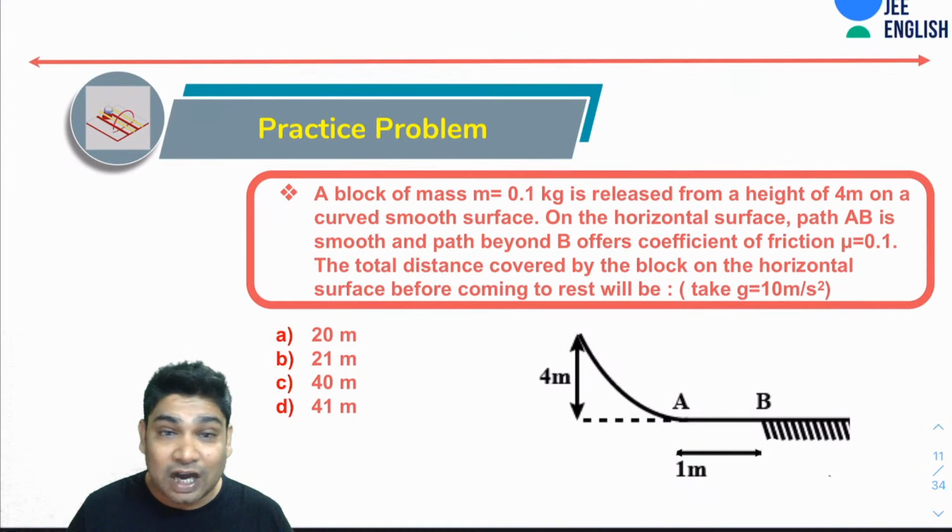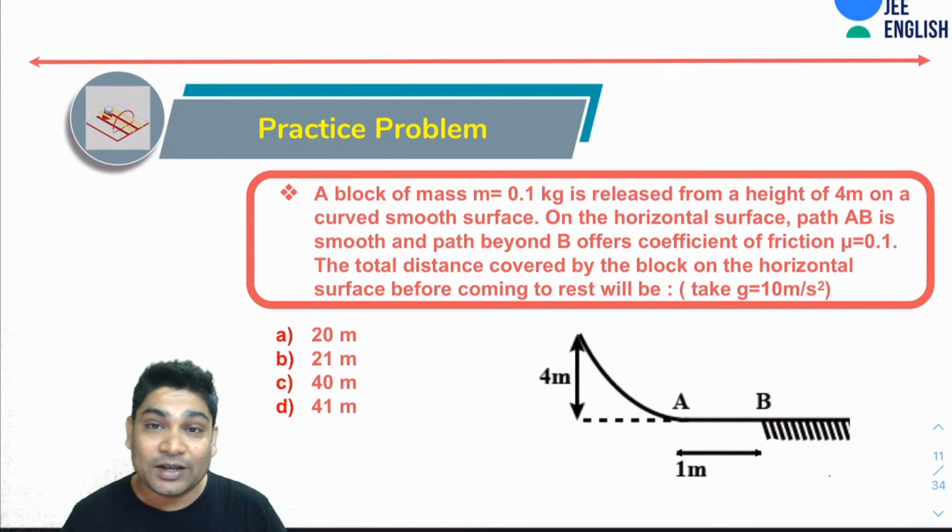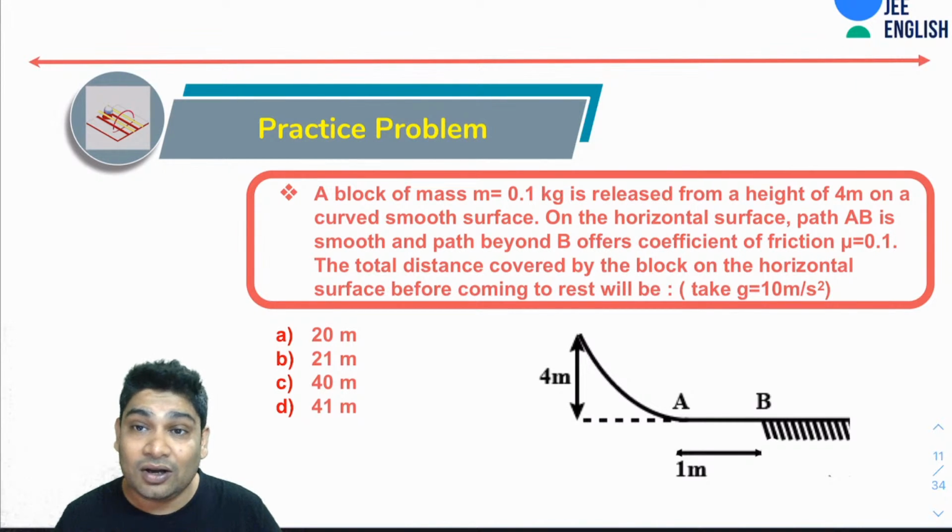Now, why don't we start with a practice problem where we will see how to apply this. This is what I have for you to get you warmed up. A block of mass 0.1 kg is released from a height of 4 meters on a curved smooth surface on a horizontal. On the horizontal surface, the path AB is smooth and the path beyond B offers a coefficient of friction of 0.1. The total distance covered by the block on the horizontal surface before coming to rest will be. That is what you have to find.